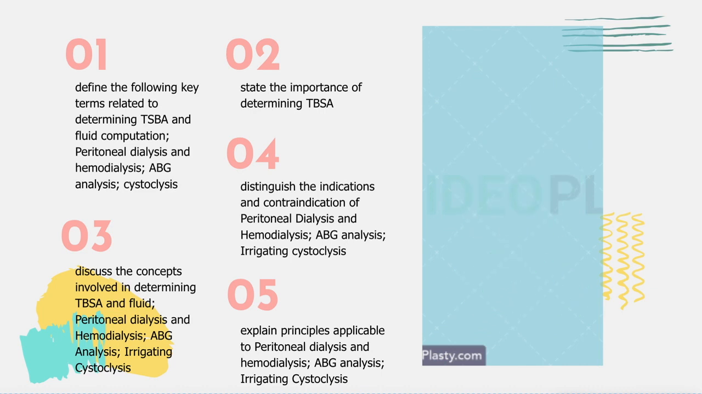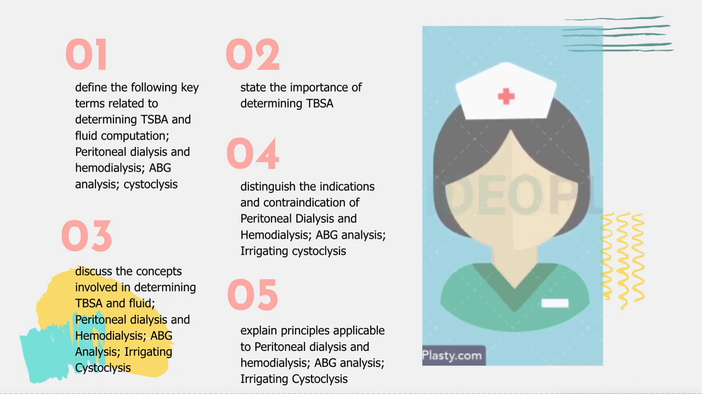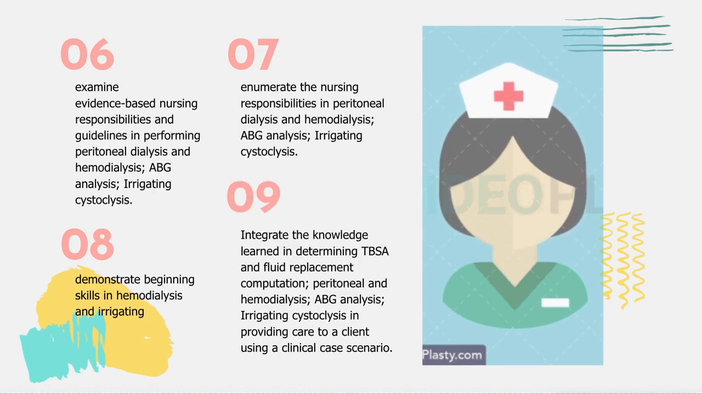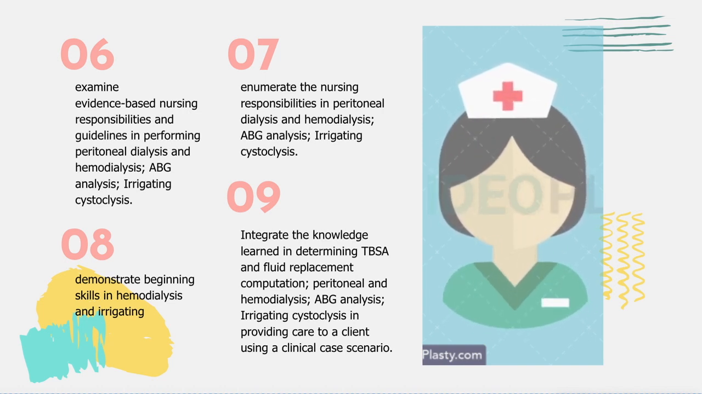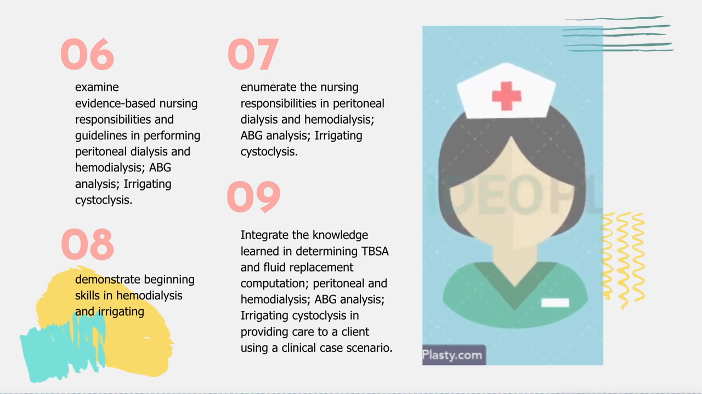and irrigating cystoclysis. CLO number 4 is to distinguish the indications and contraindications of peritoneal dialysis and hemodialysis, ABG analysis, and irrigating cystoclysis. CLO number 5 is to explain the principles applicable to peritoneal dialysis and hemodialysis, ABG analysis, and irrigating cystoclysis. So CLO number 6 is to examine evidence-based nursing responsibilities and guidelines in performing peritoneal dialysis and hemodialysis, ABG analysis, and irrigating cystoclysis.